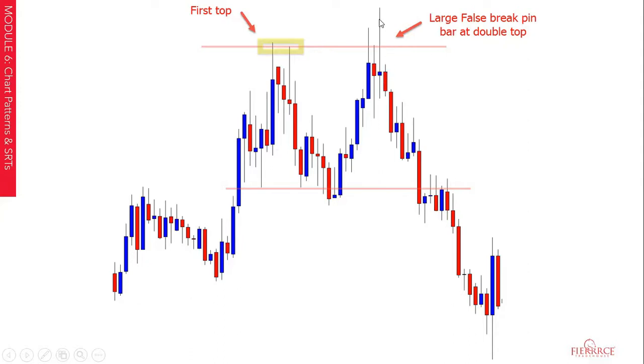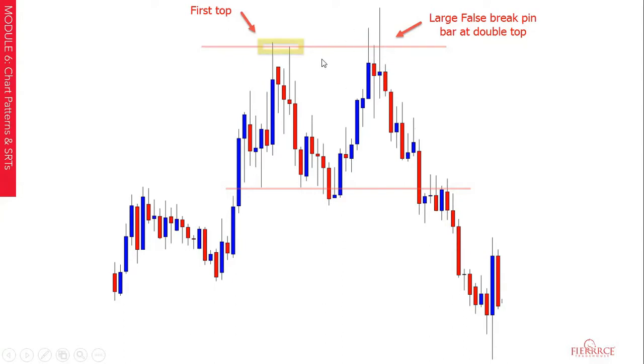So this just depicts a false move. And then guess what happened after this false move? Price completely broke down. Okay, so this here is a typical double top pattern, and it has a combination of the candlesticks that give you a narrative of what is happening.